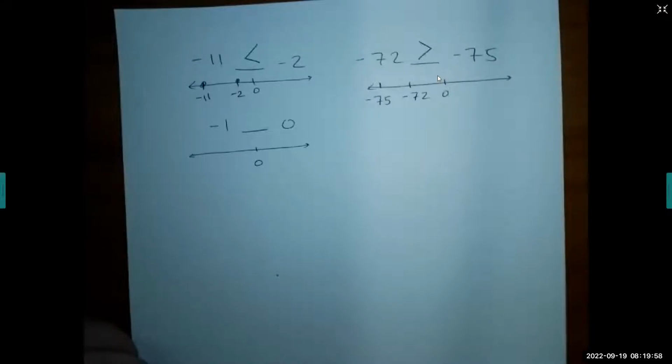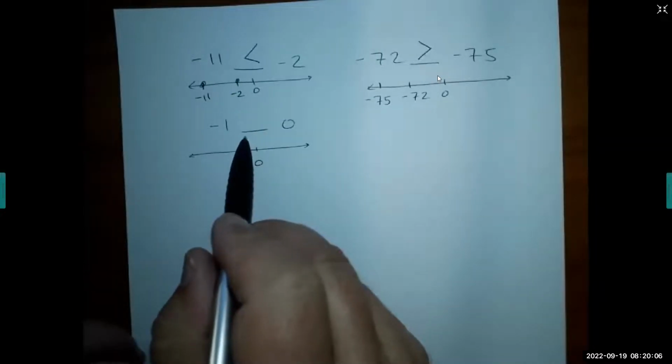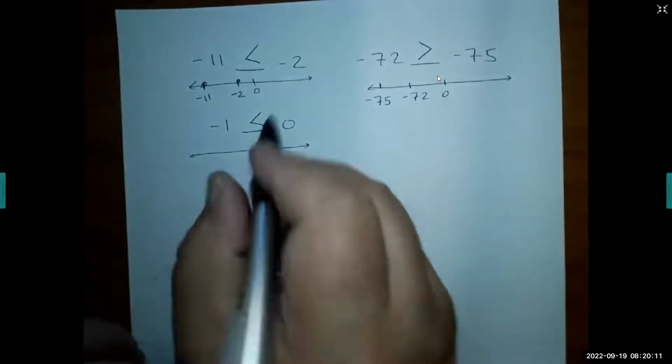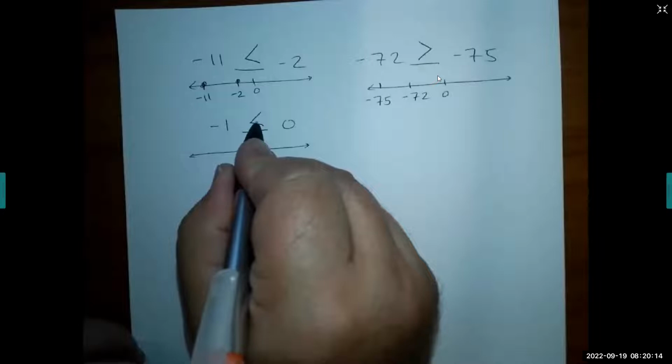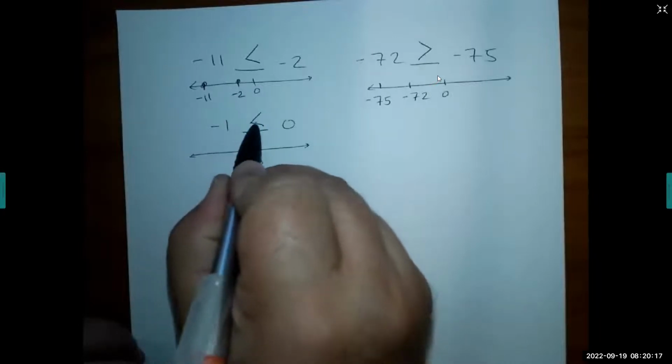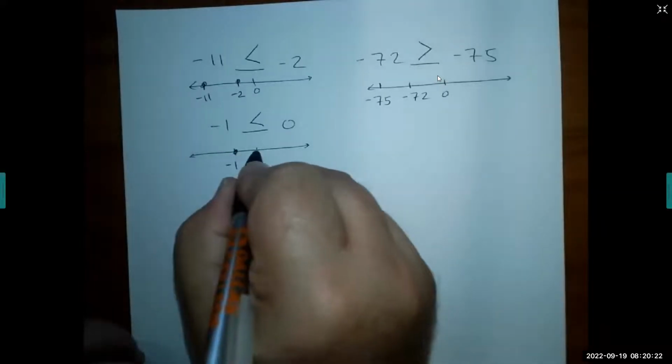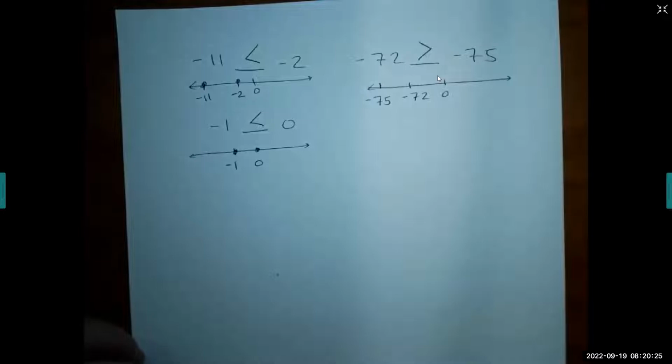How about the last one? What direction does it point? So what's that symbol called? Less than. -1 is less than 0. -1 is to the left. So -1 is less than 0. Again, the arrow points to the smaller number. Makes sense?